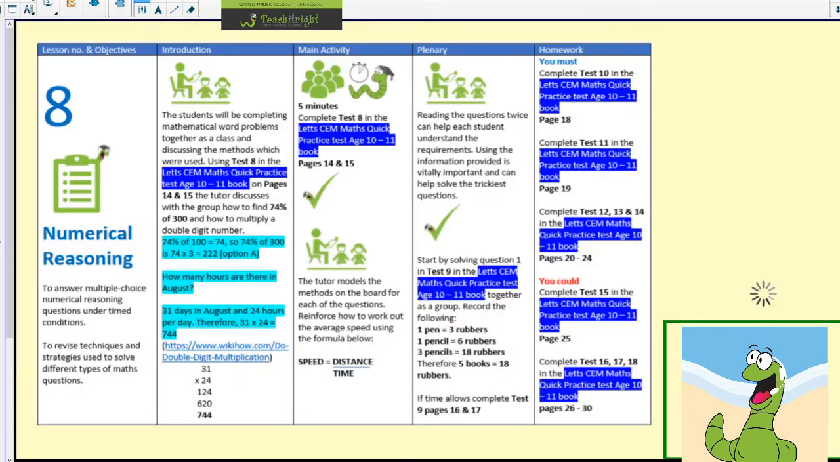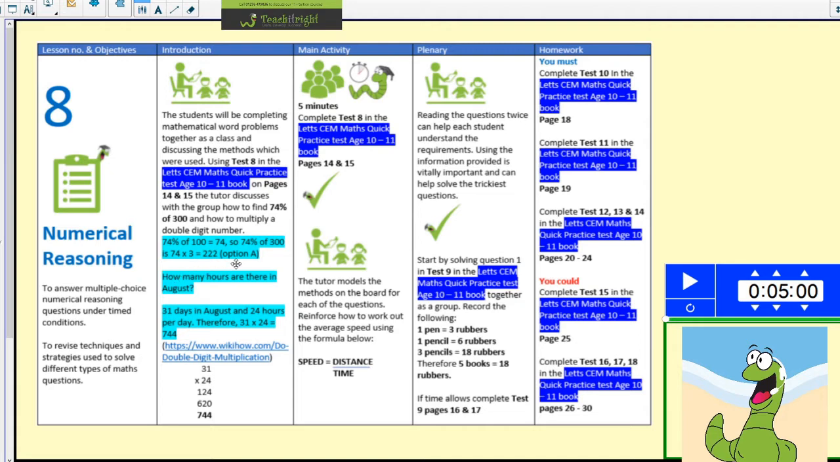So let's have a look at the plan. To start off with, we're doing basically numerical reasoning in our maths. We're going to look at a range of questions. We'll start off using the Let's CEM Maths Quick Practice Testbook, and we're going to go through and answer a few questions, talk about how we best set out our solutions, have a look at some of the ways of laying out maths. We're then going to complete some tests together.